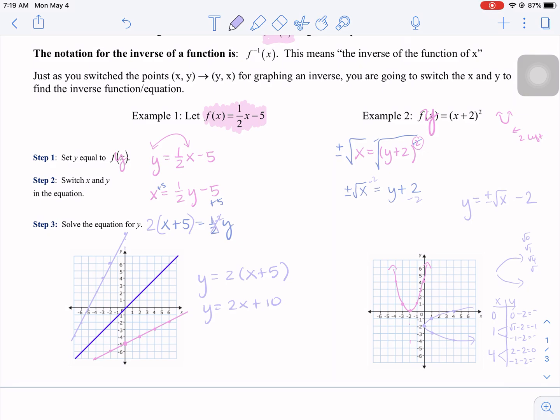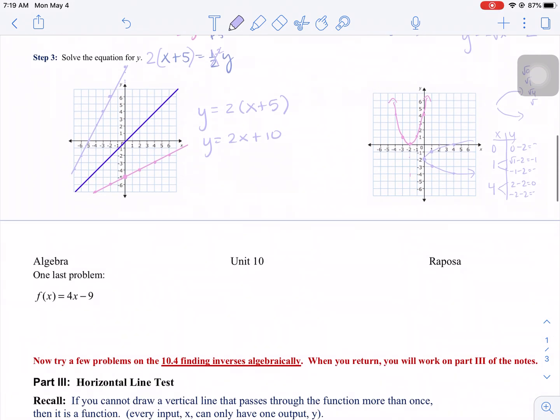So there's one last example I want to show you so that you don't panic when you're doing something as easy as a line. So if we scooch down and we just try this one problem right here, we're going to change f of x to y. We're going to have them switch spots. So x is going to equal 4y minus 9. We're going to add 9 to both sides. So we're going to get x plus 9 is equal to 4y. And then finally, we're going to divide both sides by 4.